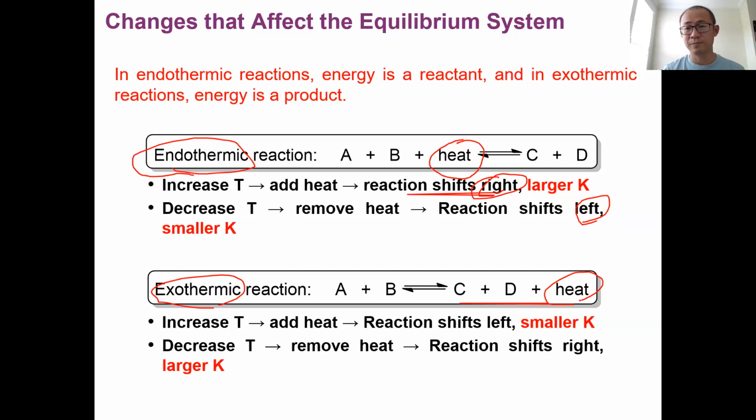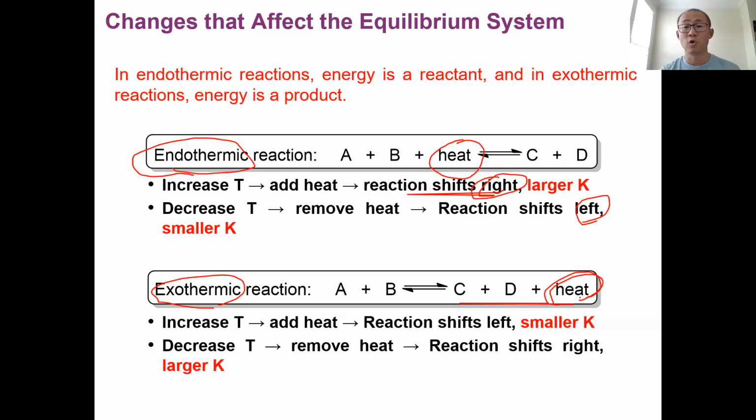So take a look at temperature. If you increase temperature, you increase heat. Increase heat means increase product. So the equilibrium will turn to the left, right? To get rid of some heat. Similarly, if you decrease temperature, you're taking away heat. So the reaction wants more heat, to reduce the stress. So it's going to shift to the right to produce more heat.